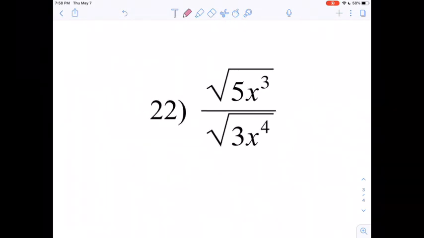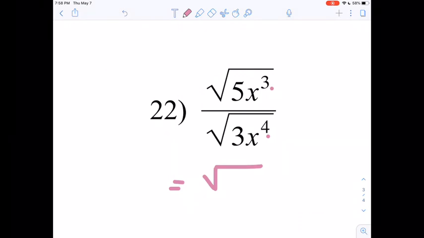Okay, with number 22, let's simplify what we can. You could either reduce the x to the third with the x to the fourth, or you could take the square root of x to the fourth. I'm just going to reduce it. So I'm going to do 4 minus 3, and that's 1. So this is going to go away, and that's going to become x to the first.